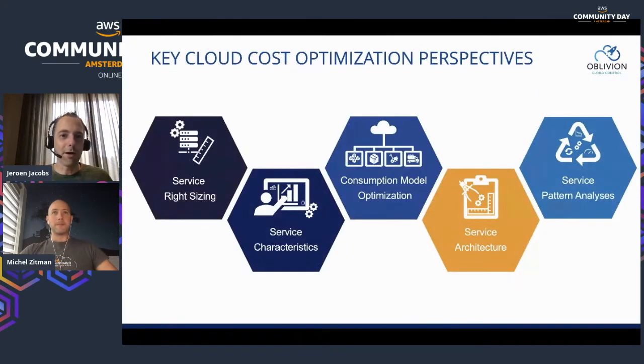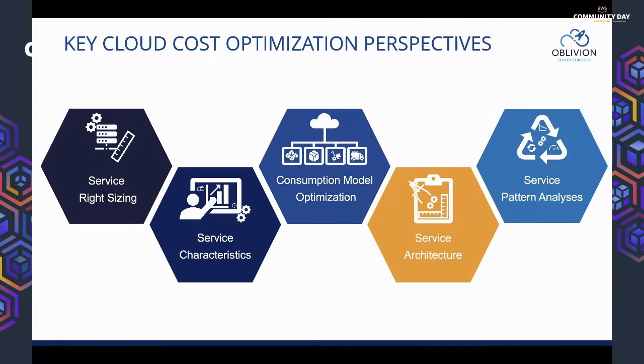Yes. So when we talk about cloud cost optimization, we usually approach it from 5 perspectives. And the 5 perspectives are now visible on the screen. The first perspective is service right sizing. It's basically about whether you are using sufficient, but also not more than you really need, right-sized capacity. The second perspective, service characteristics, is about: am I using the AWS service according to the latest AWS cost efficiency best practices? And do you understand the cost drivers of each service?